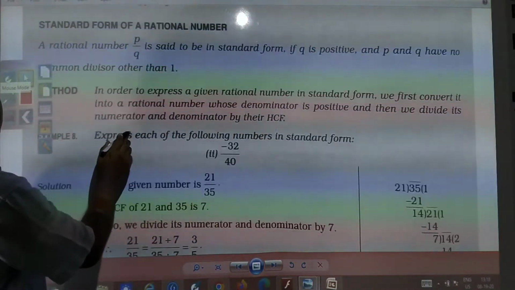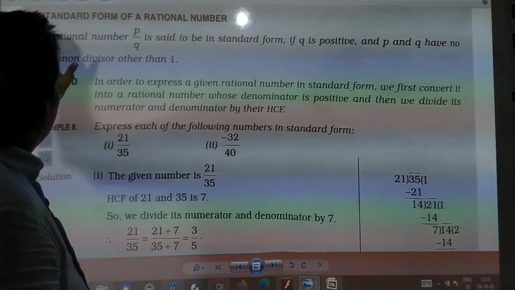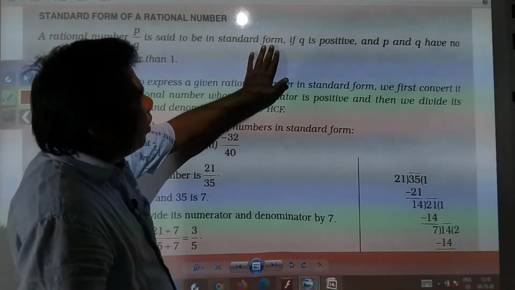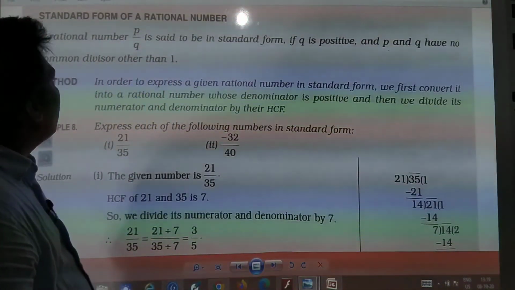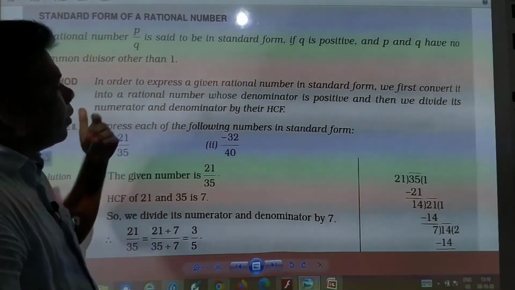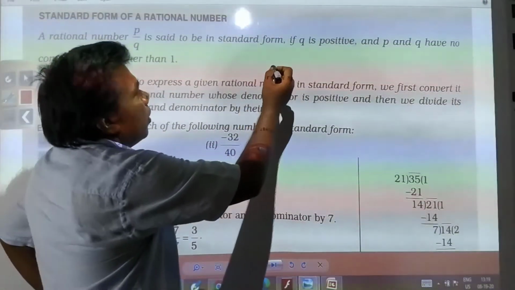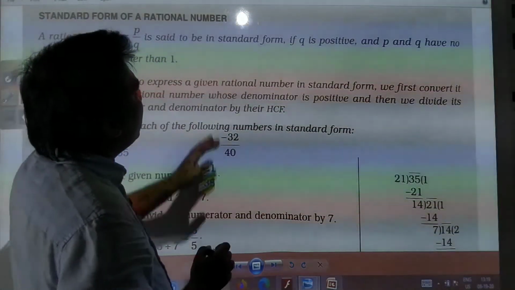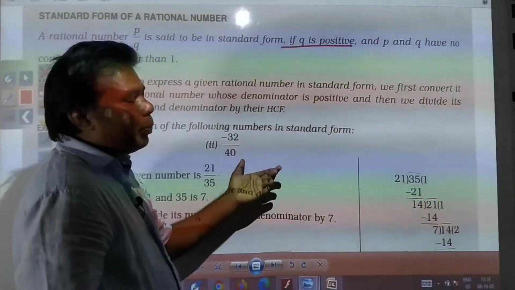Then you have the standard form of a rational number. A rational number p by q is said to be in standard form if q is positive and p and q have no common divisor other than 1. So two things you need to remember. First of all, q must be positive. Your divisor must be positive.